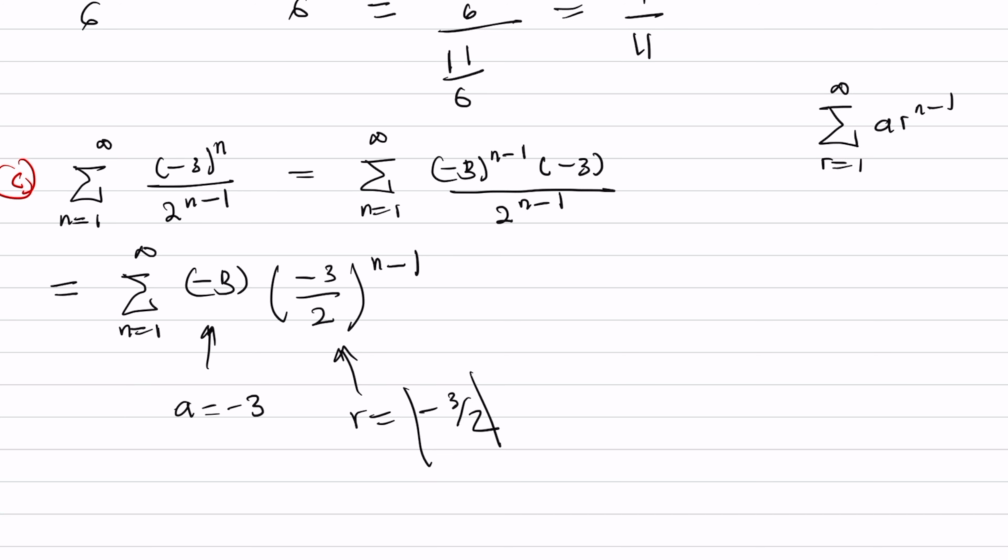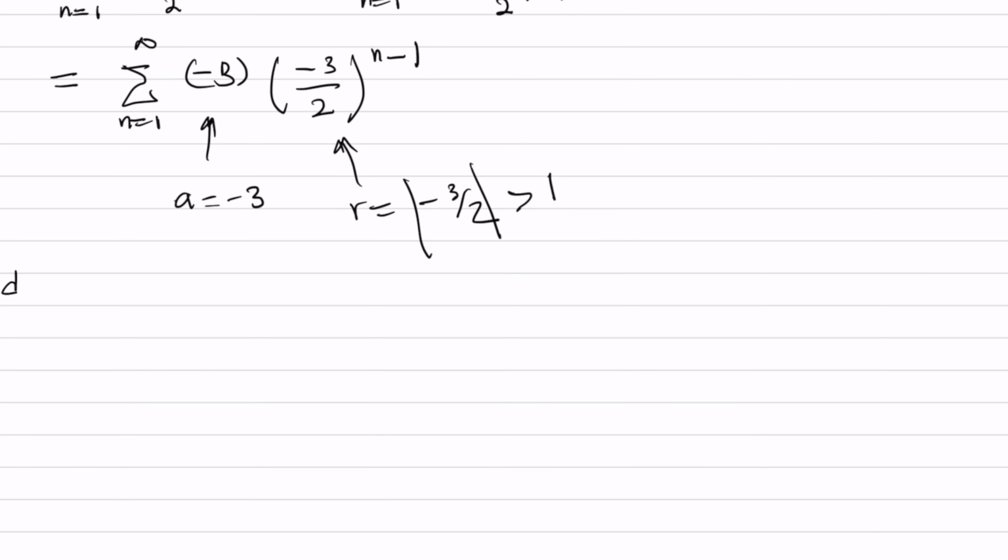If you take the absolute value of this, what are you going to have? Is it going to be less than 1? It's going to be greater than 1. So what can you conclude about this series? Diverges, right? Good.